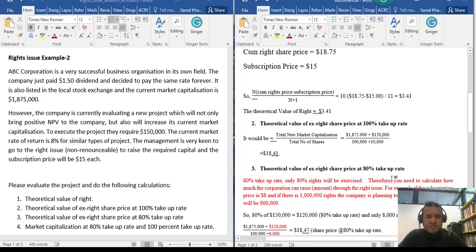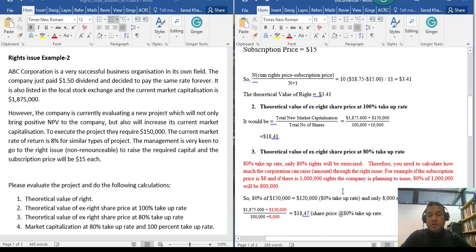Okay, now that is the solution for the number one question, which is what is the theoretical value of the right. The number two question is the theoretical value of the ex-right share price at 100% take-up rate. This is a very straightforward question. Remember, we need to understand what 100% take-up rate is. It means that all 10,000 rights will be exercised. So everyone will exercise the right, it will be taken up by the market, and the full amount will be raised.